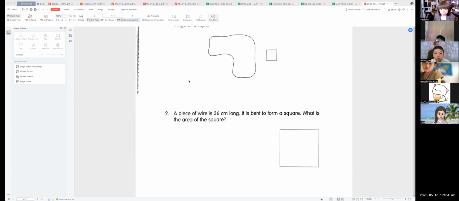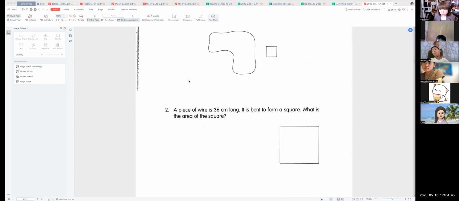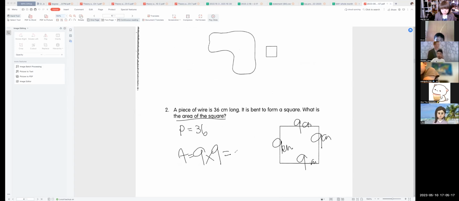So a piece of wire is 36 centimeter long. It is bent to form a square. What is the area of the square? So everybody, this question is the same thing. If they're telling you that the wire is 36 centimeters, Potato King, it is almost telling you the perimeter of this one is 36, right? Correct? So if you do this one, 9, 9, 9, 9. So each one is 9 centimeter. So what is the area of this one? So area is what? 9 times 9 equals 81.